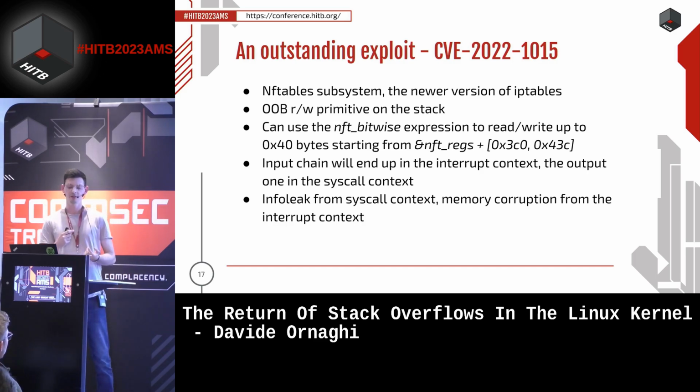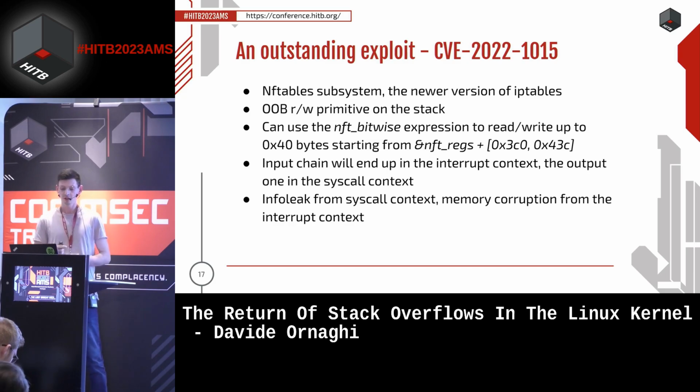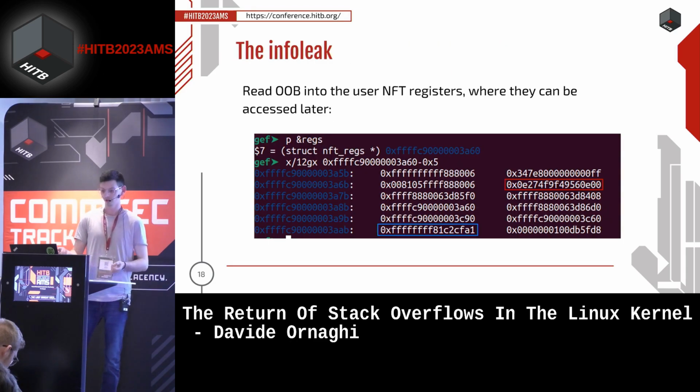And based on the type of chain that you choose, input chain or output chain, you will end up in a particular context of execution. The input chain is the interrupt context, and the output chain is the syscall context. So you can fiddle around with that and find the one that suits you the most. For the info leak, you can just read out of bounds whatever you find. I hope that some kind of text addresses and canaries end up in the leaked memory. As you can see from here, in the blue rectangle, we have an instruction address, and in the red one, a stack canary ending with the null byte.